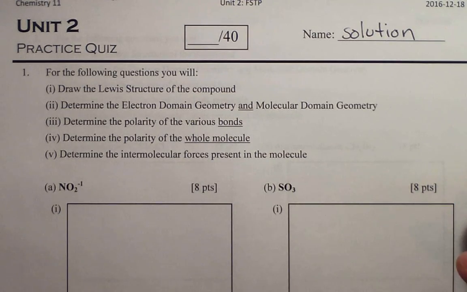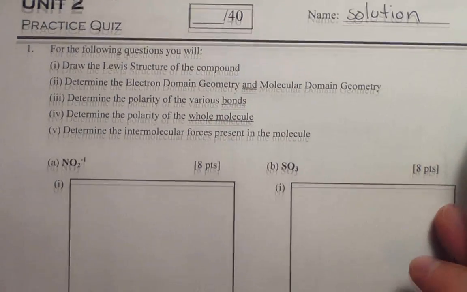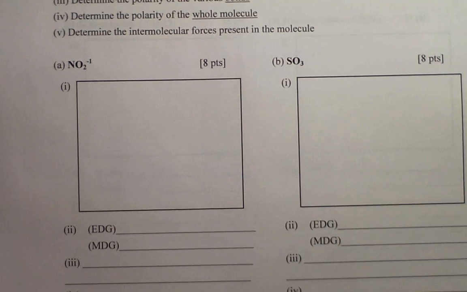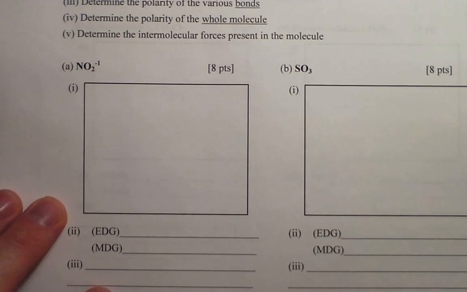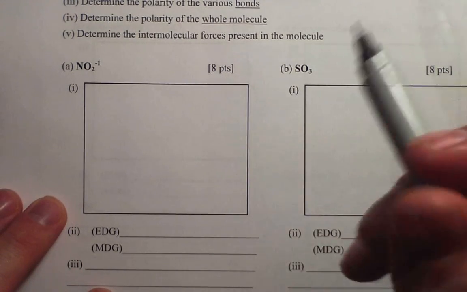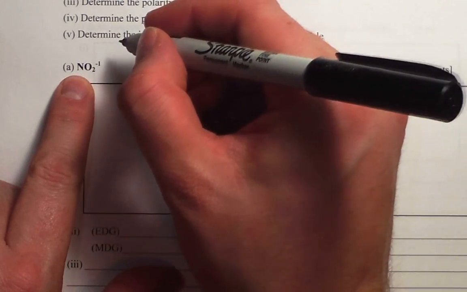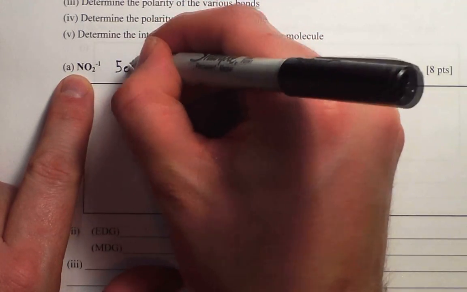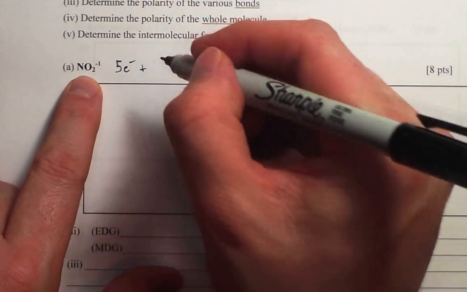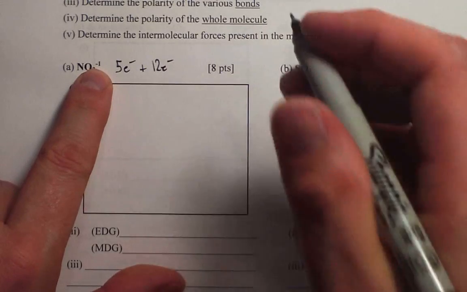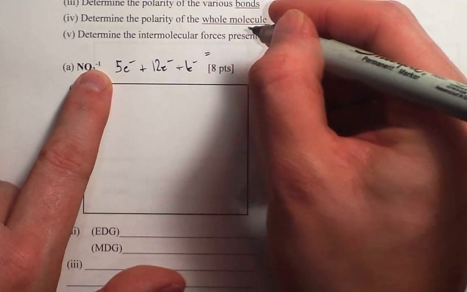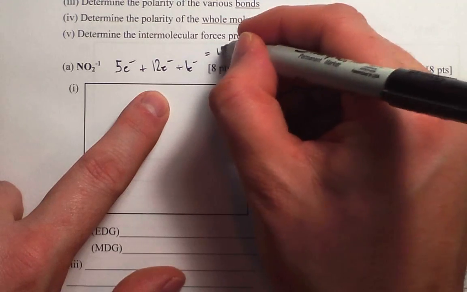So the first challenge, for 2 points, is to determine the Lewis structure of these molecules. Let's start with question A. We have the nitrite ion, or NO2-1. First thing to do in a Lewis structure is to write the number of valence electrons. Nitrogen is in group 15, so it has 5 valence electrons. Oxygen is in group 16, so it has 6. I have 2 of them, so 6 plus 6 is 12. And finally, I have a charge. Since it's a negative charge, there is an extra electron, so I'm going to add 1 more. So 5 plus 12 is 17, plus 1 is 18 electrons.